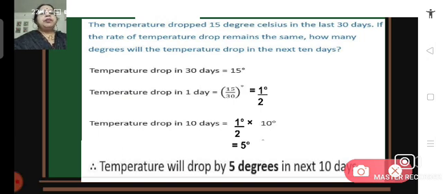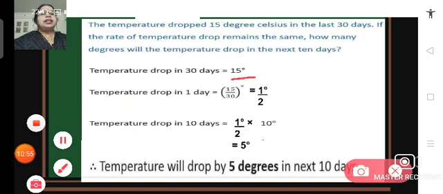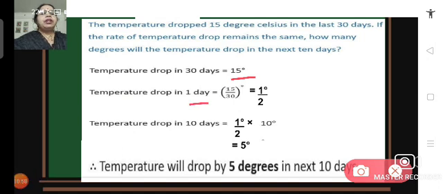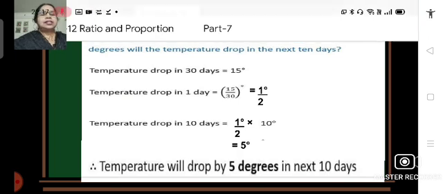The temperature drop in 30 days is given. We will find the temperature drop in 1 day and then we will find the temperature drop in 10 days. The temperature drop in 30 days is 15 degrees. So the temperature drop in 1 day will be 15 upon 30. 15 upon 30 can be written as 1 upon 2 degrees, isn't it? Half a degree. So the temperature drop in 10 days will be half a degree multiplied by 10. Not 10 degrees, half a degree multiplied by 10. So it becomes 5 degrees. So the temperature drop will be 5 degrees in the next 10 days.